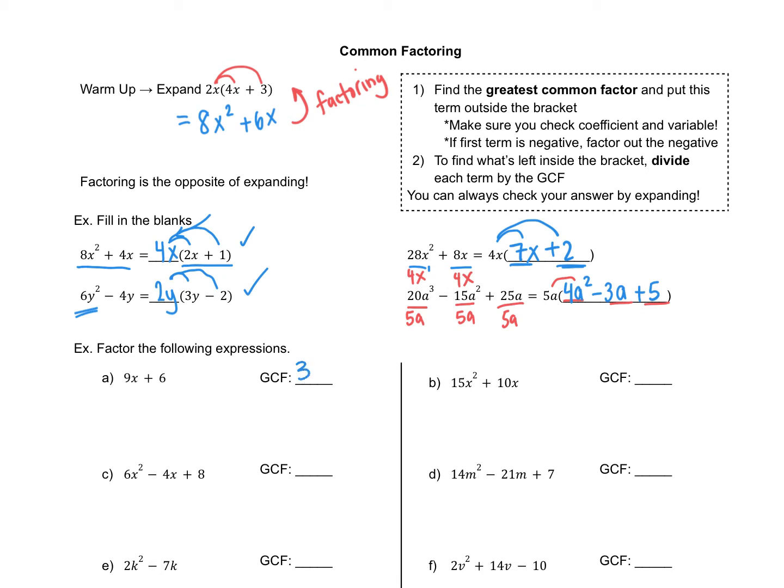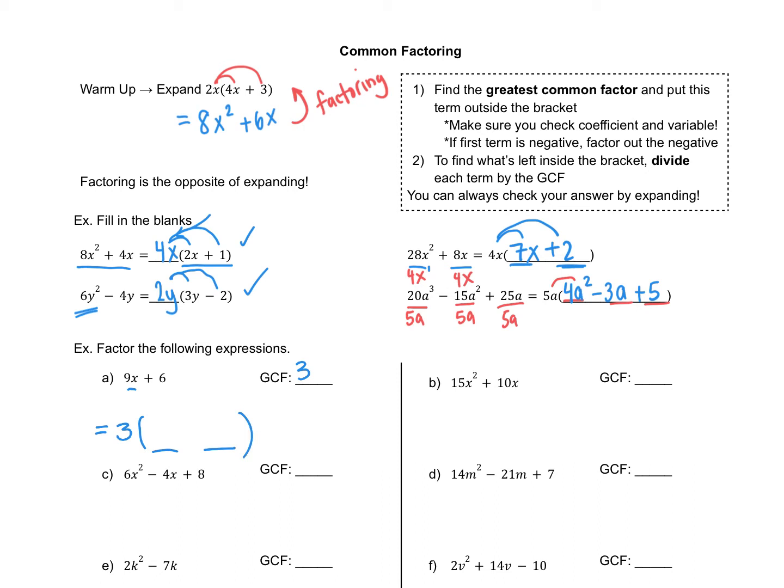So 3 wins here. And then in terms of the variable, the first term has an x, the second term has no variable, which means x is not common to both. So our greatest common factor is just a 3. Sometimes there's no exponent, that's okay. So all we're going to do is write an equal sign, put the greatest common factor out in front, and then open up a bracket. Because we started with 2 terms, we should know that our bracket will have 2 terms.